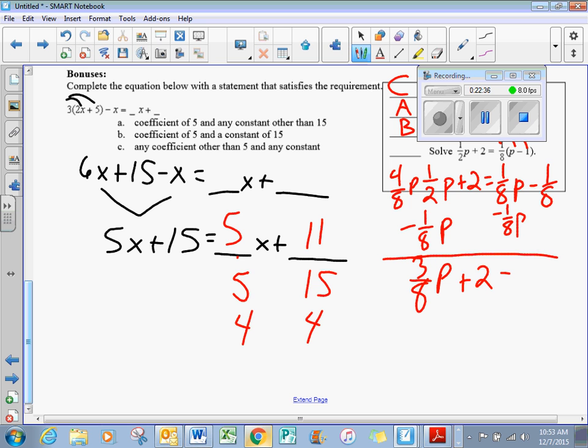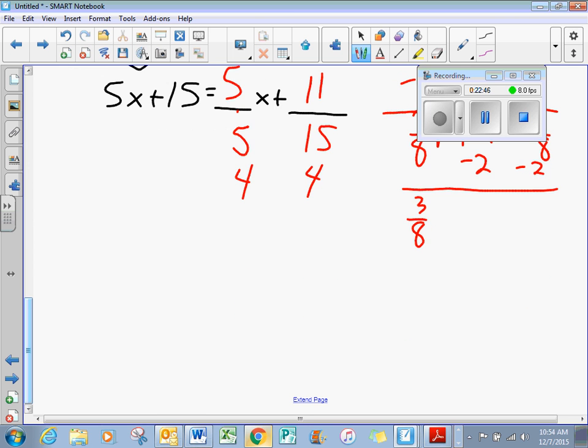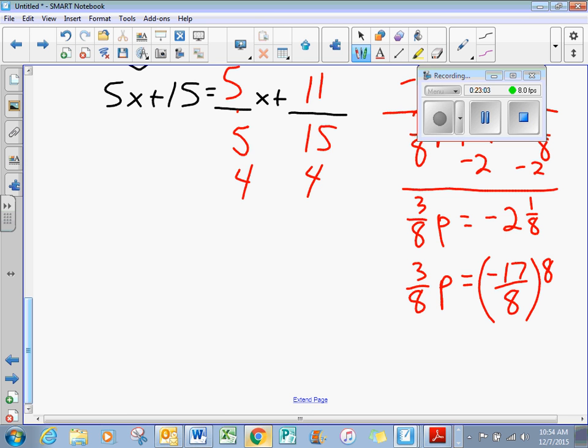and we have 3/8 p plus 2 equals negative 1/8, and then we have subtract 2 from both sides, so we have 3/8 p equals negative 1/8 minus 2 is negative 2 1/8. I know I need that to be improper in order to solve by multiplying by a reciprocal. We've been working on that in math in a minute. So that's negative 17/8. So I multiply both sides by 8/3. And p equals negative 17/3 or negative 5 2/3.